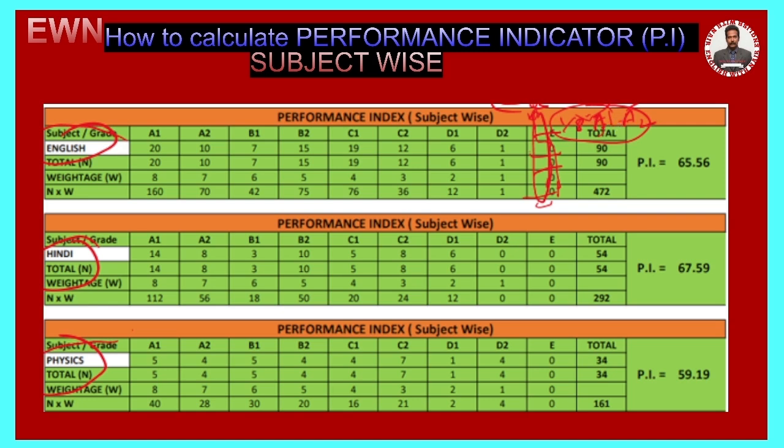Once you have nominated A1, A2 and so on to the students, then how to do it? After you have given the grades from A1 to E, that is the 9-point grade system, count how many students in English have got A1, how many have got A2, how many have got B1, how many have got B2, and so on till we have got E grade. So in this manner you have to do it.